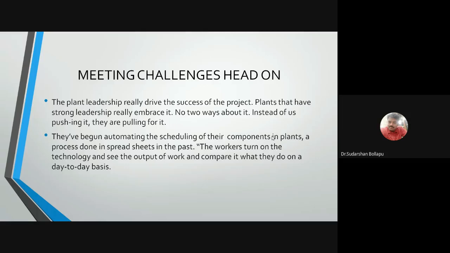So what are they? Plant leadership really drives the success of the project, and plants that have strong leadership really embrace it, no two ways about it. Instead of pushing it, they are pulling for it. They have begun automatic scheduling of their components in plants. It was a process done in a spreadsheet in the past, but now the process is turned over to technology, and they see the output and the work and compare it with what they do on a day-to-day basis.